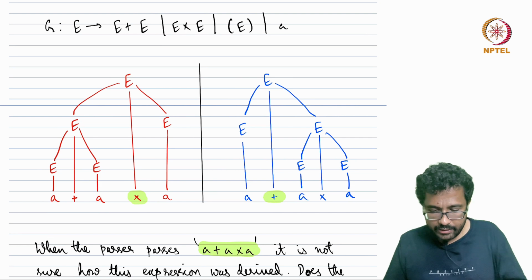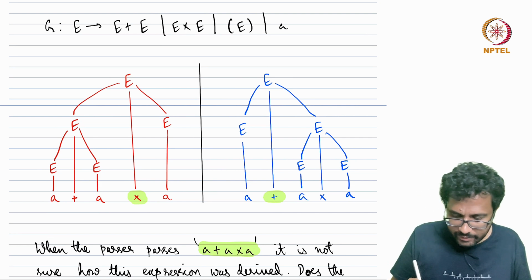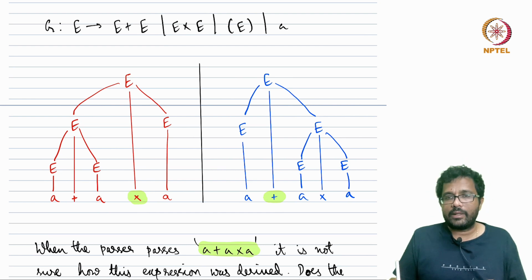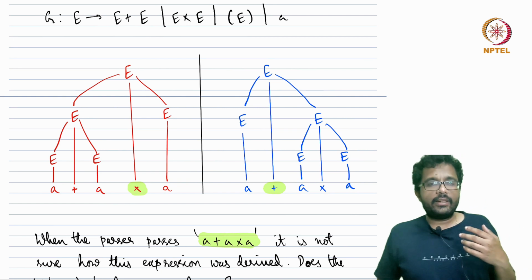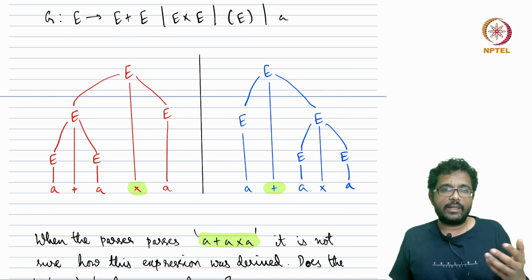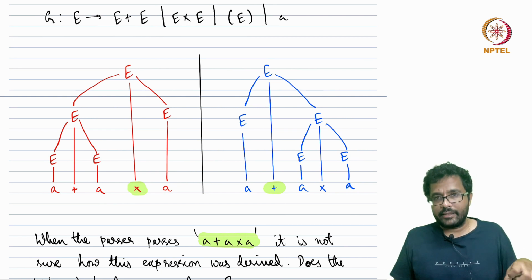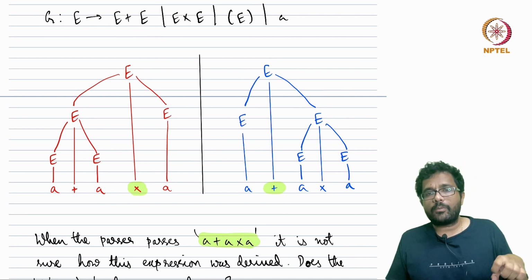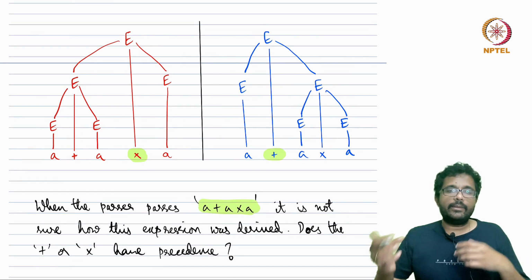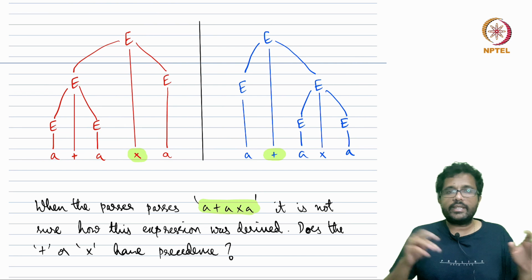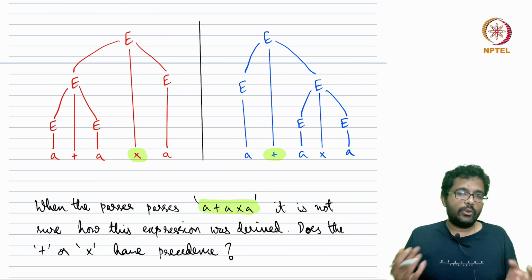So even if you look at these trees, they're structurally different. Here the X happens at the top level, and here the plus happens at the top level, right? If the X happens at the top level, it means the multiplication has precedence. Sorry, the X happens after the addition, whereas if the plus happens at the top level, it means the plus happens after the multiplication, right? So the precedence really depends on which happens first, and this has to be actually included in the grammar.